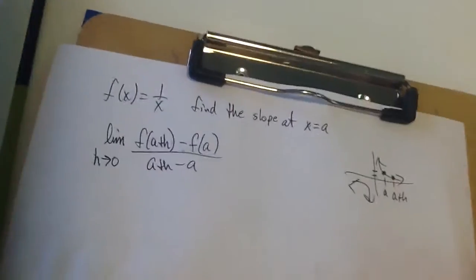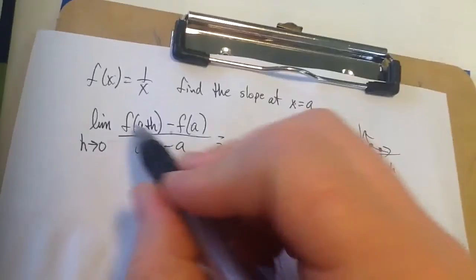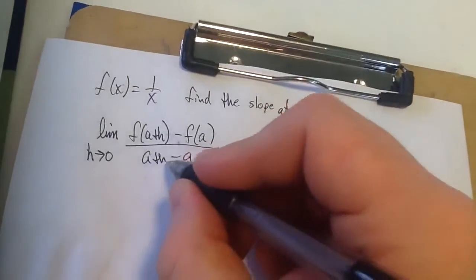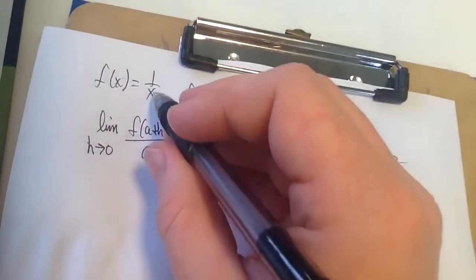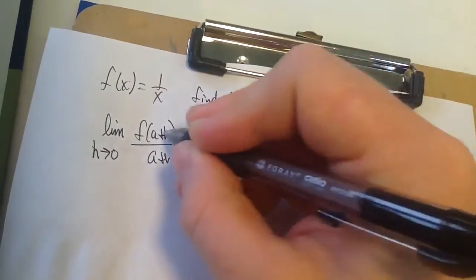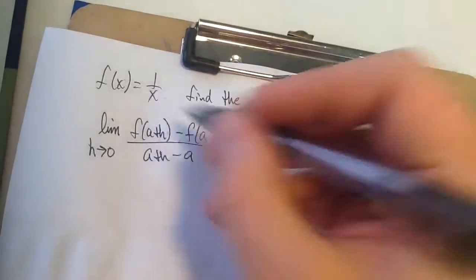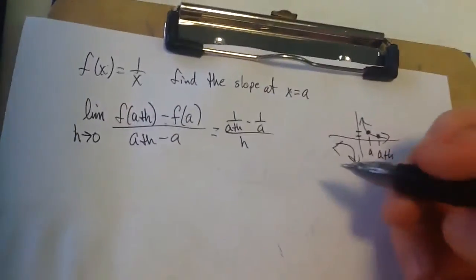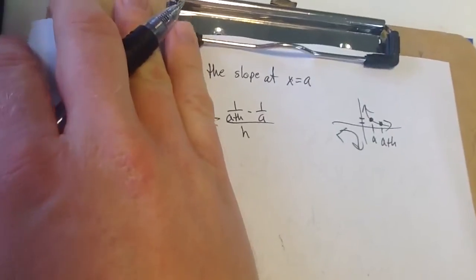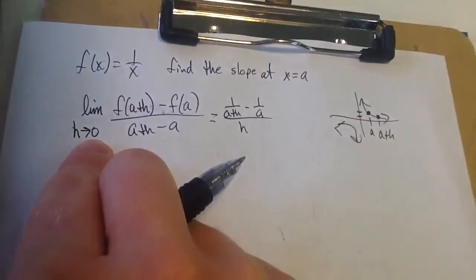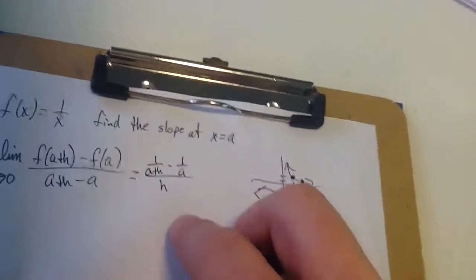So we got a lot of simplifying to do here. So right, change in y, change in x. On bottom, a plus h minus a, that's easy, it's just h. On top, I got to plug those in to get my y values. So I'm going to have 1 over a plus h minus 1 over a. And I think I gave you this one last year. You just had that, and you had to simplify it. The only new part is now at the end you have to do the limit as h approaches 0. So this is good review here.